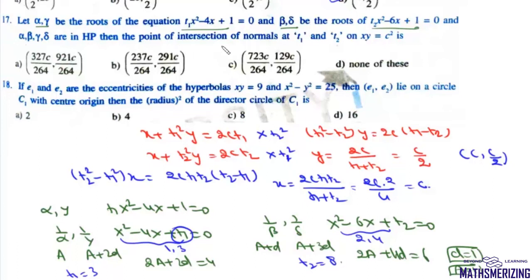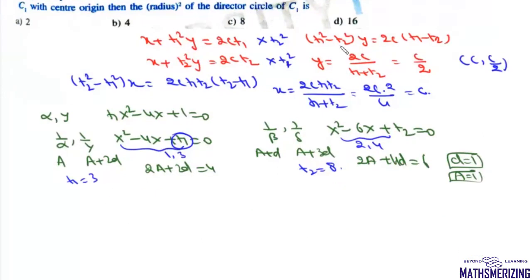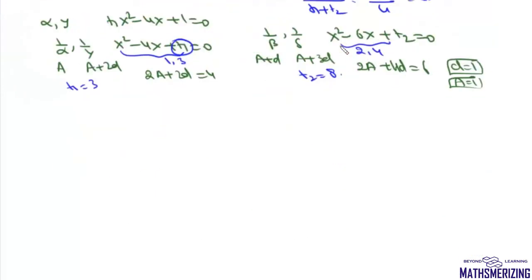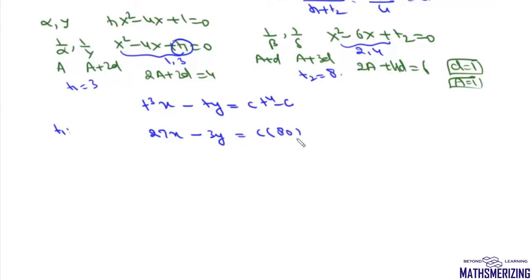Now we need to find point of intersection of normals at t1 and t2. Now we know that equation of normal to hyperbola is given by t cube x minus ty equals c t to the power 4 minus c. Now at t1, this equation will be 27x minus 3y equals c times 81 minus 1, so it will be simply 80.